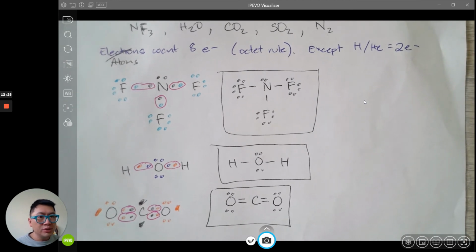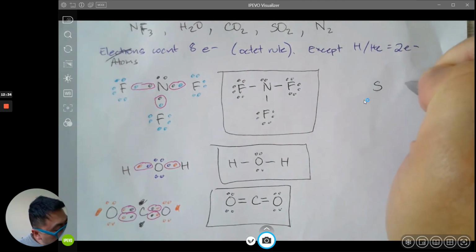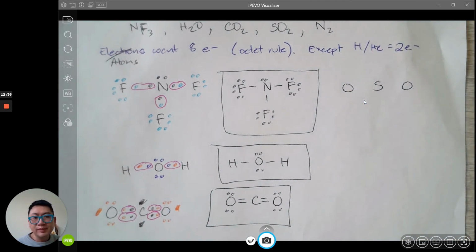Okay, let me do 2 more, sulfur dioxide and a nitrogen gas. Sulfur dioxide, sulfur's in the center, surrounded by 2 oxygens. Sulfur is group what? Oxygen's group what? Well, you need to look on a periodic table. Obviously, if this is class, there's a giant periodic table on the wall. And if it was a test, obviously I would give you a periodic table. You would never have to memorize the periodic table.